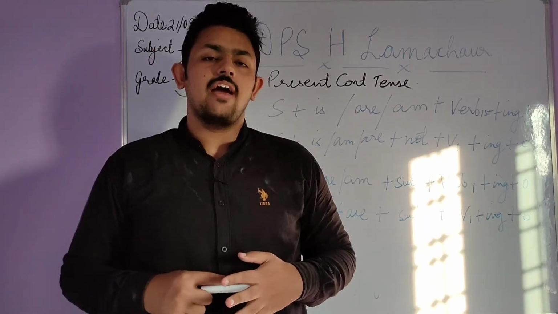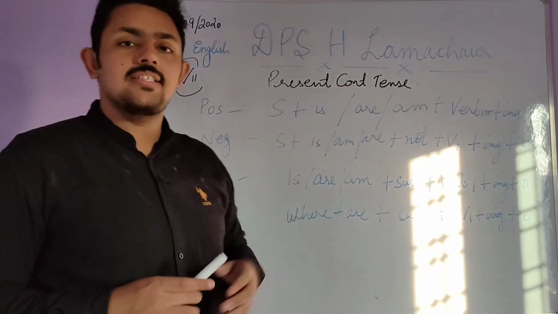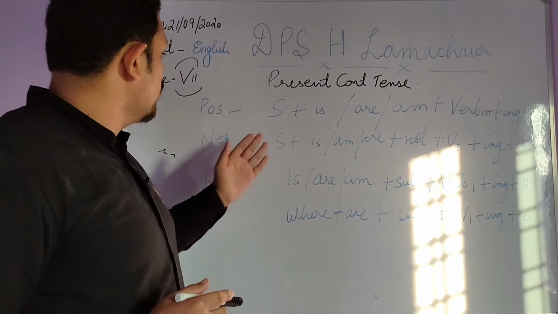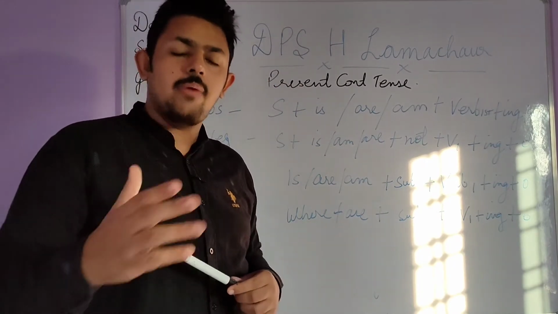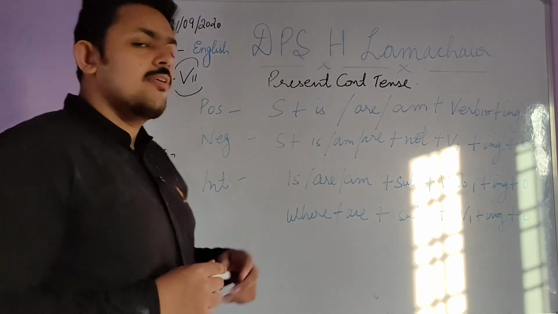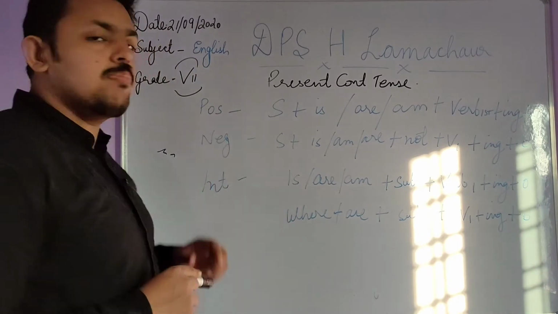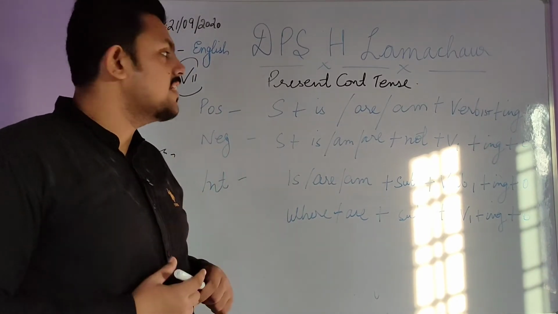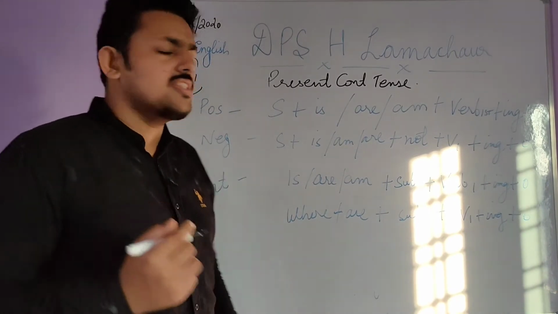Okay, so here we have the present continuous tense. So let's see the rules of framing the sentences in this form of tense. Firstly, we have the positive kind of sentence. So what will be the structure of the sentence?